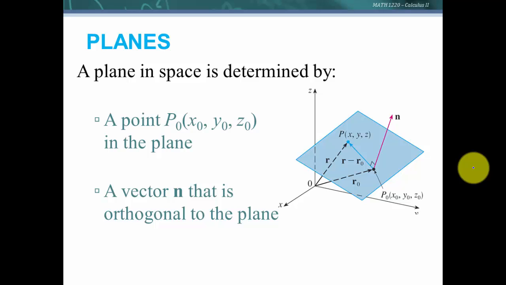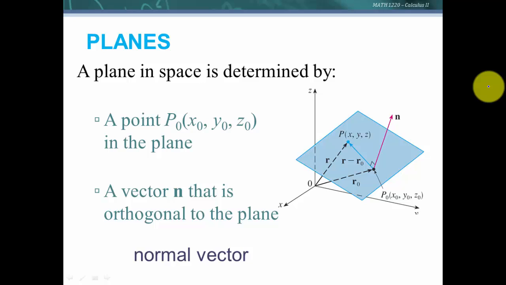And as we can see, this n could be anywhere. If it's normal to the plane, it is normal to every single vector in the plane. So remember, normal and orthogonal mean the same thing. I'm using the word normal vector. It means it's orthogonal, perpendicular, meets at a 90 to every single vector that's in that plane. So it doesn't matter where we draw n, it's going to be normal to every vector in that plane.